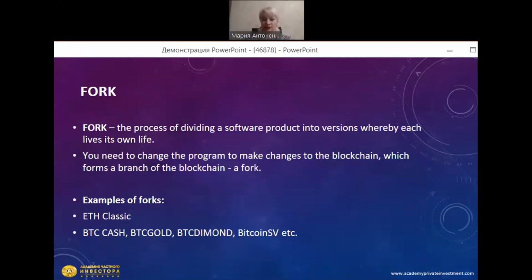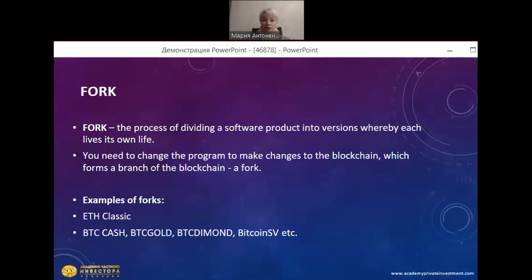So there is such a term, fork, the process of dividing a software product into versions. Such forks include Ethereum Classic, Bitcoin Cash, Bitcoin Diamond, Bitcoin CV. At some point, at some block, say 500,000, the team of IT guys say that we are going to fork Bitcoin. So the core Bitcoin lives independently, but from that point there is a chain with this variation on other computers.